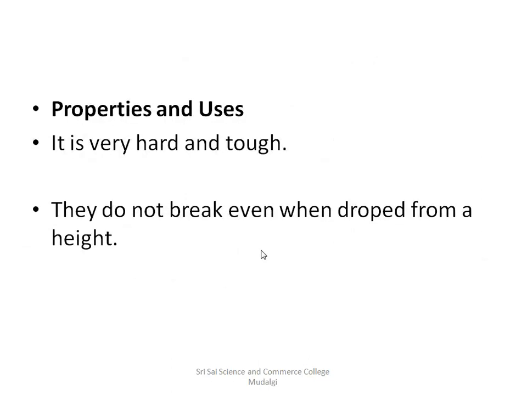Now what are the properties and uses of melamine formaldehyde polymer? It is very hard, it is tough, and they do not break even when dropped from a height. So even if thrown from above, they do not break. So that is one of the properties and also a use. So they can be used in any way, this property can be used, right? So that is with respect to melamine formaldehyde polymer.